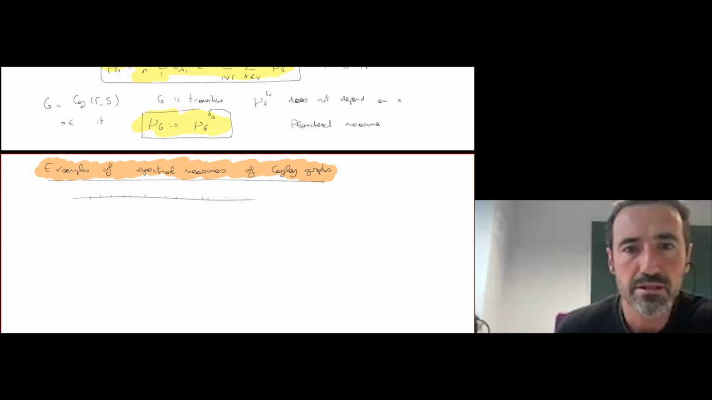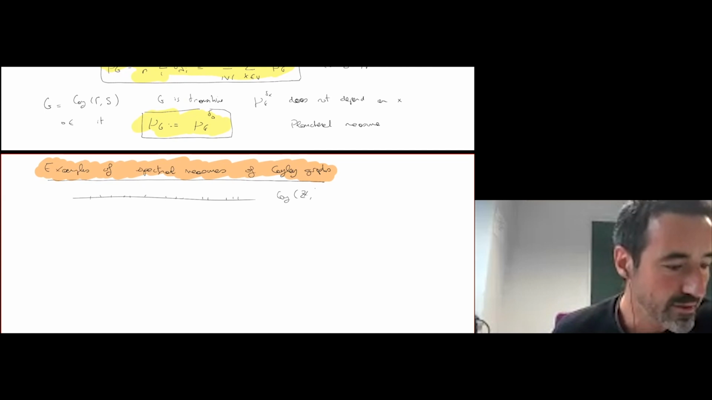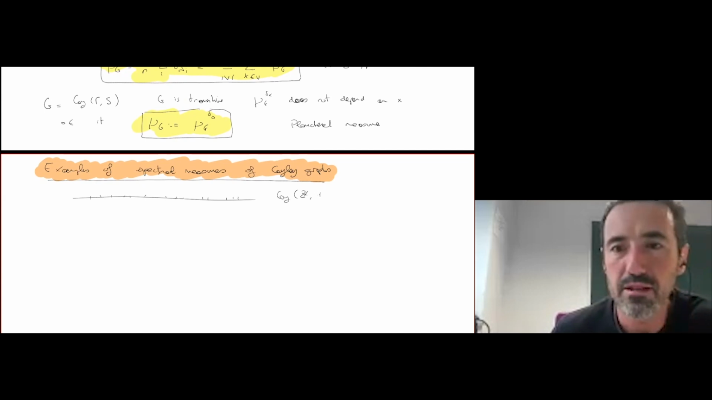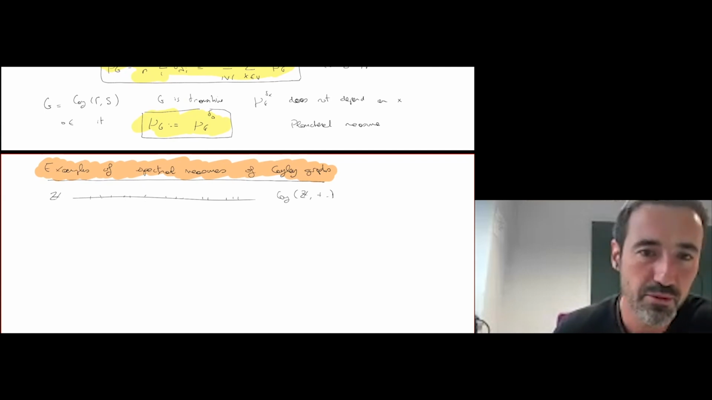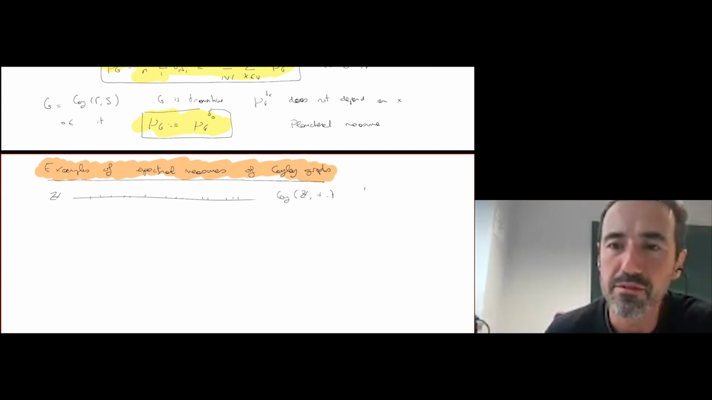If you look at the graph of Z, you can write it as a Cayley graph, if you want to be formal: the Cayley graph of the additive group Z with the generators plus and minus 1. I would simply denote this by Z. Now compute the spectral measure of a bi-infinite path.